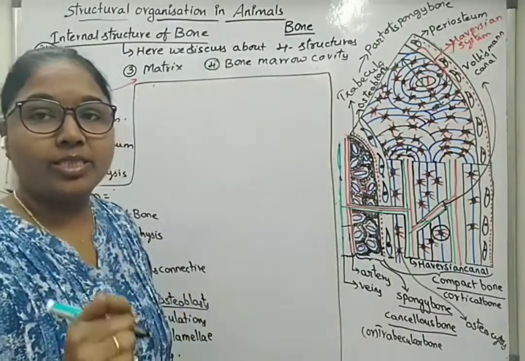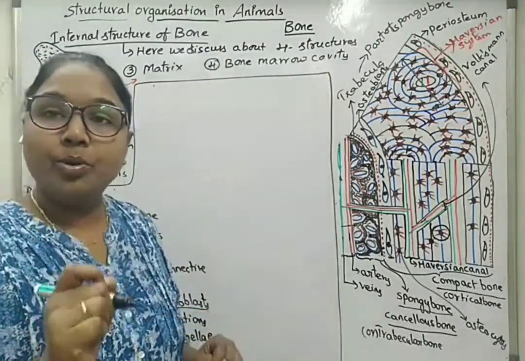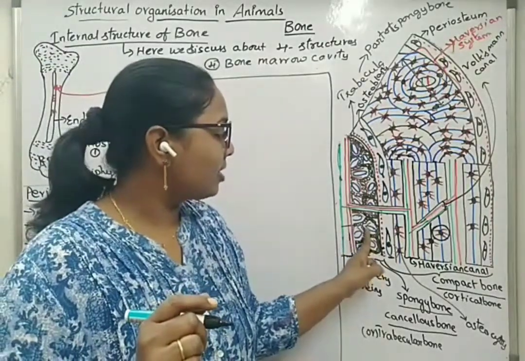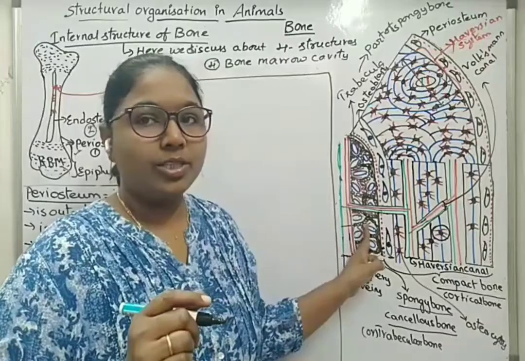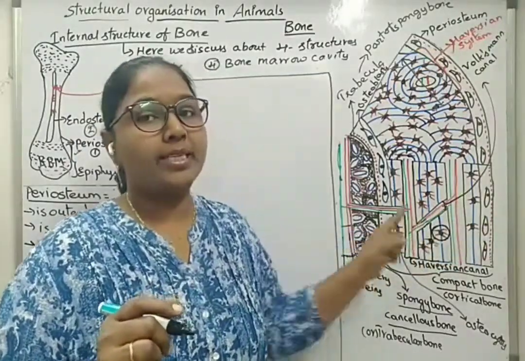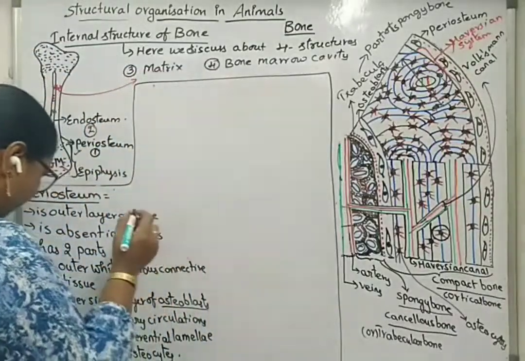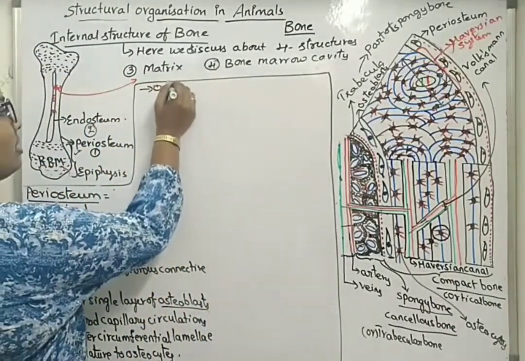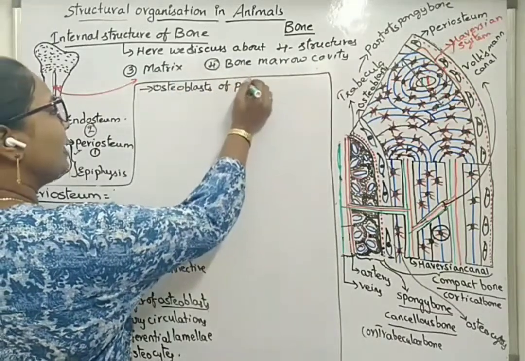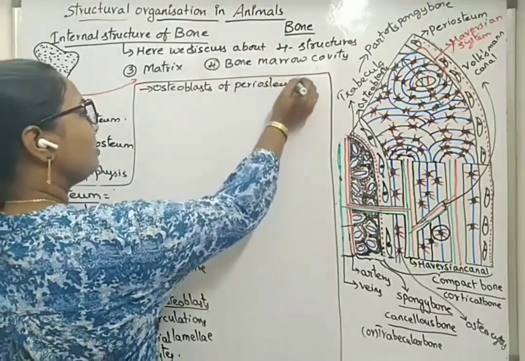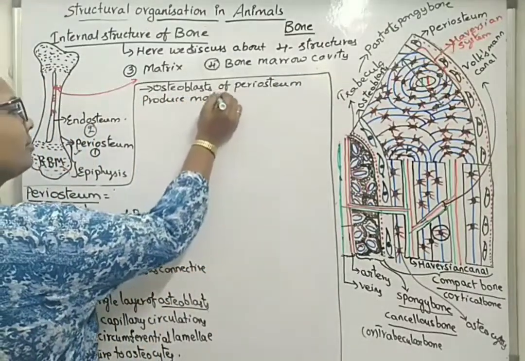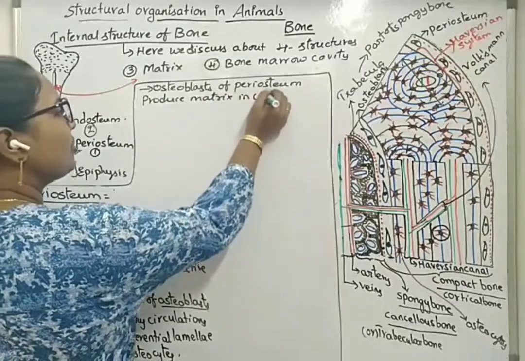Osteoblasts in periosteum and endosteum, they both secrete matrix. But here the osteoblast is producing only the osteocytes. But the osteoblast of periosteum, it is producing matrix. Osteoblasts of periosteum produce matrix in compact bone.